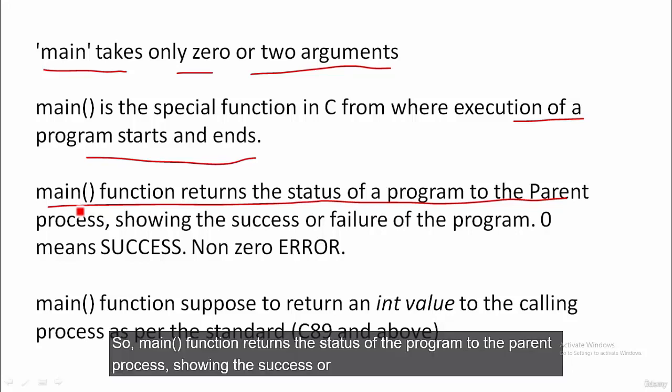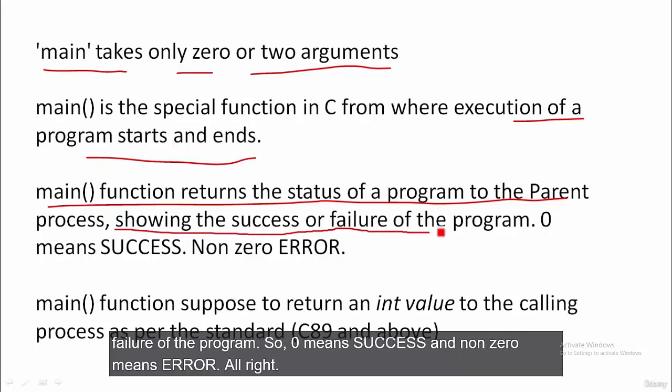So main function returns the status of the program to the parent process, showing the success or failure of the program. So 0 means success and non-zero means error.